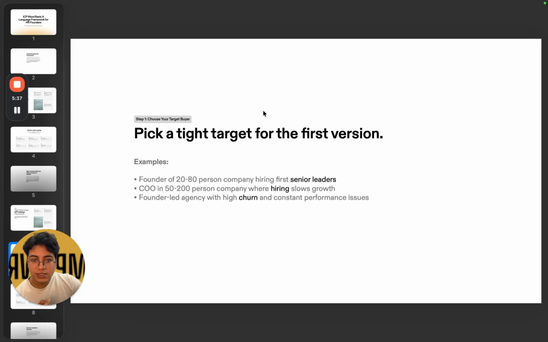So step one is we pick the right target. For example, pick the right target for the first version. For example, we have the founder of a 20 to 80 person company hiring their first senior leader. Okay. CEO in a 50 to 200 person company where hiring slows growth. Then a third example is a founder-led agency with high churn risk and constant performance issues. Okay. So now, based on this tight targeting, we are going to create our own ICP word bank.